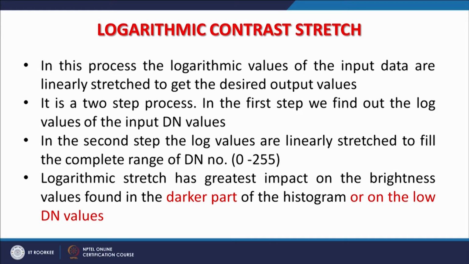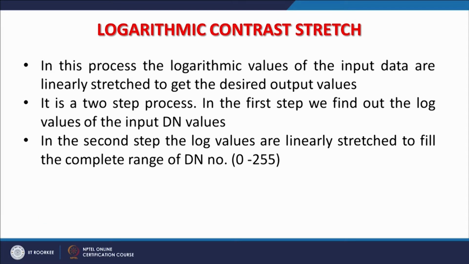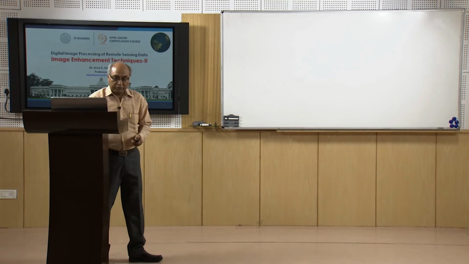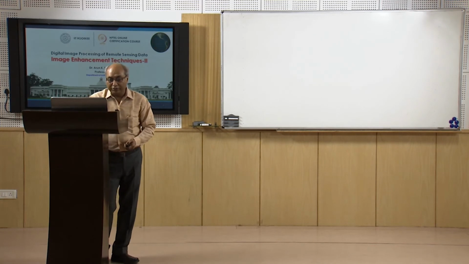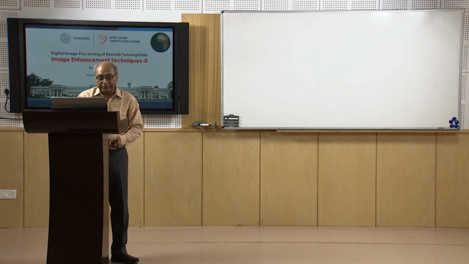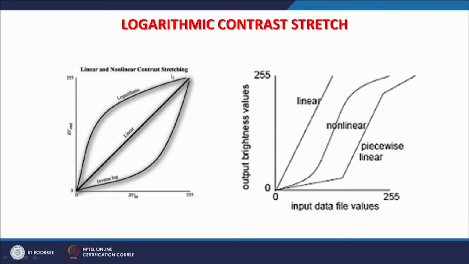Logarithmic stretch has the greatest impact on brightness values which are found in the darker part of the histogram and on the low DN values. And generally the distortions are coming mainly on this side. Here is the example of both nonlinear and linear contrast stretch: logarithmic will come on this side, whereas inverse log will come like this.